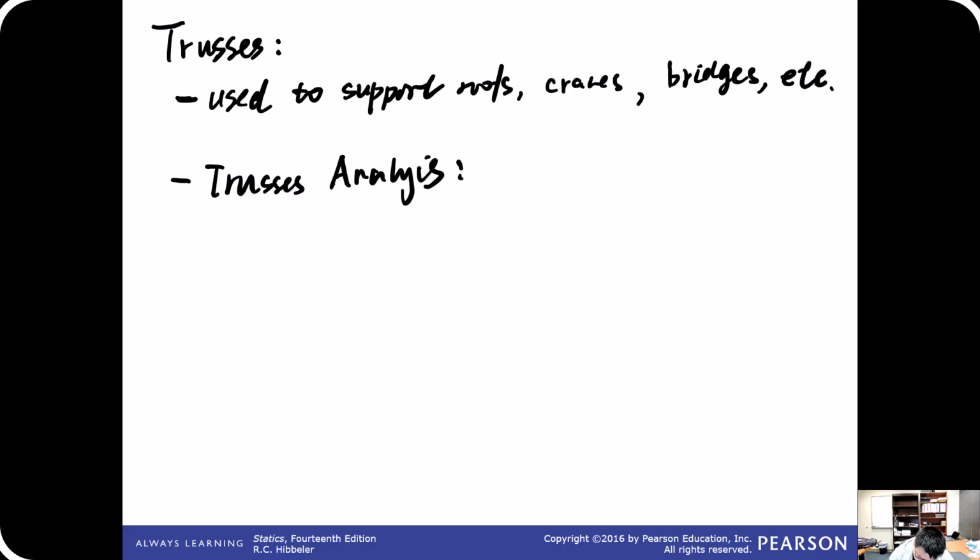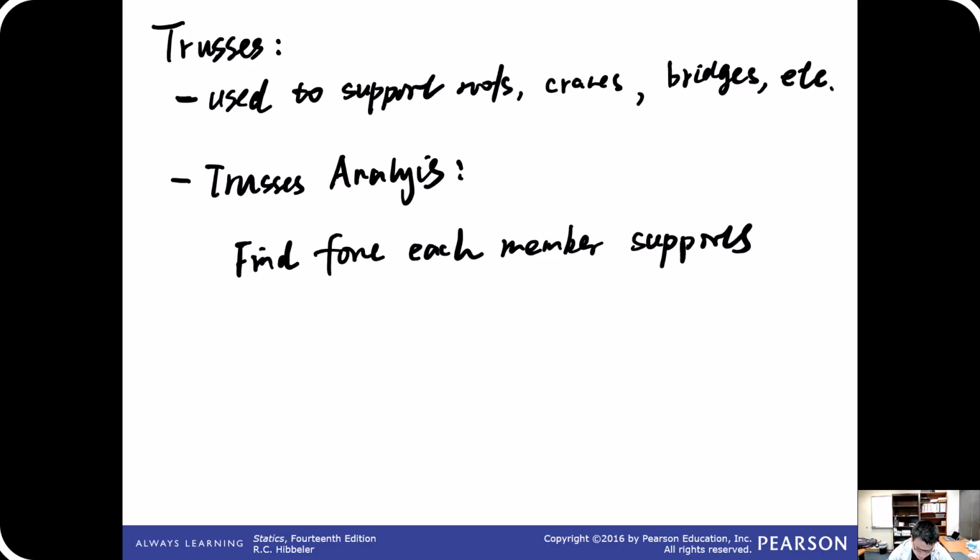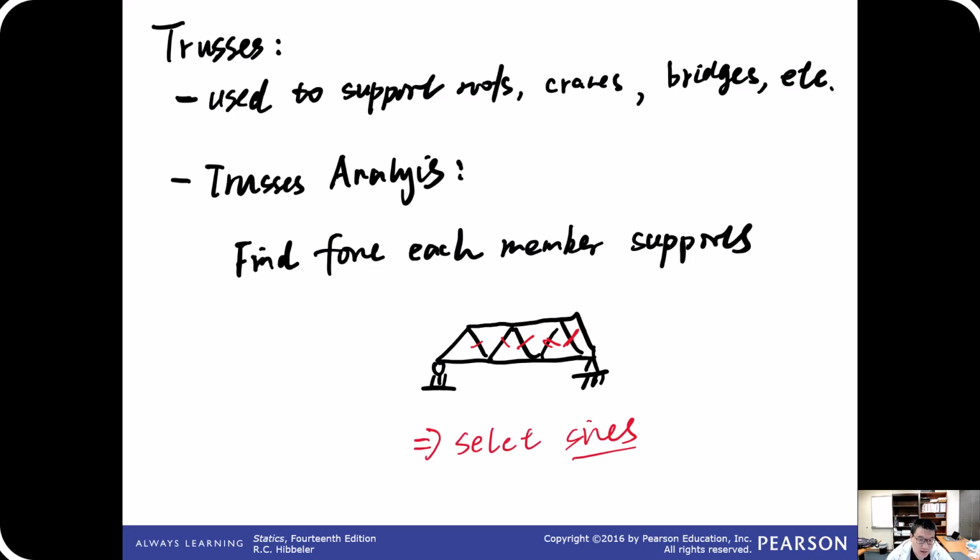It is to find the force each member supports. So we need to find the force within each member. And by doing this, in your future classes, you will be able to select the member size.